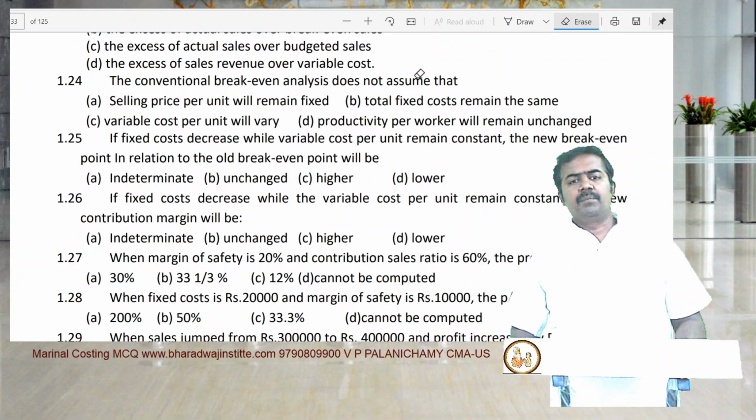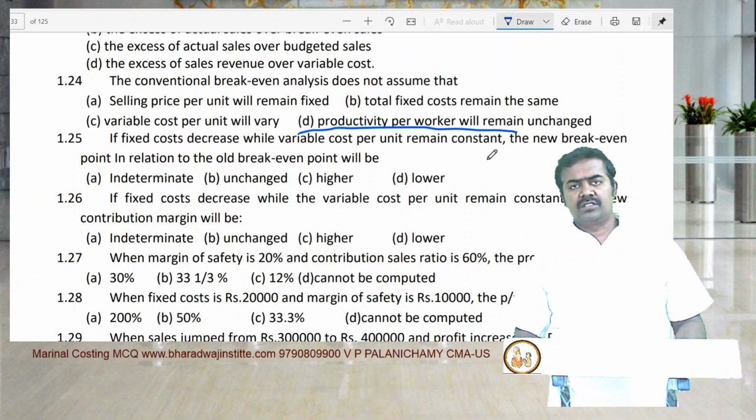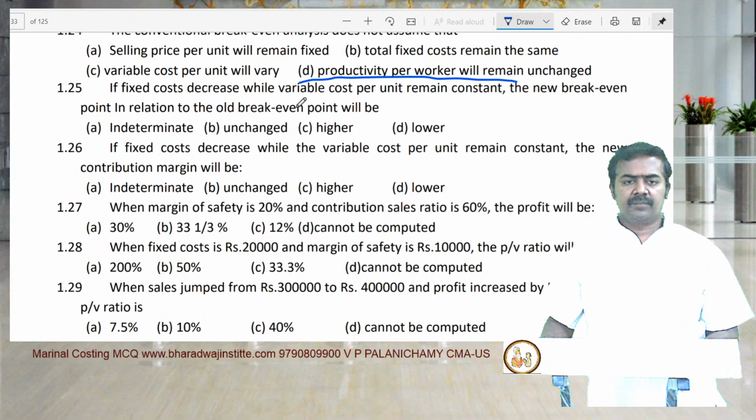Conventional break-even point does not assume that variable cost will vary. Selling price will remain fixed. Total cost will remain the same. This assumption is not there. Does not assume. All the assumptions are not there. This assumption is not there. Productivity per worker, that is not discussed in marginal costing.